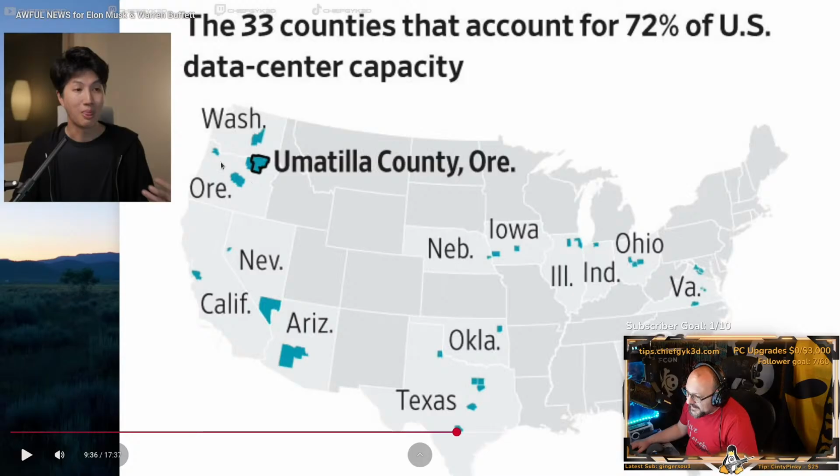So there's a reason why these data centers are placed where they are. Texas is kind of an interesting one, though, because that climate is not the best, and the water access is not always the best in most parts of Texas.